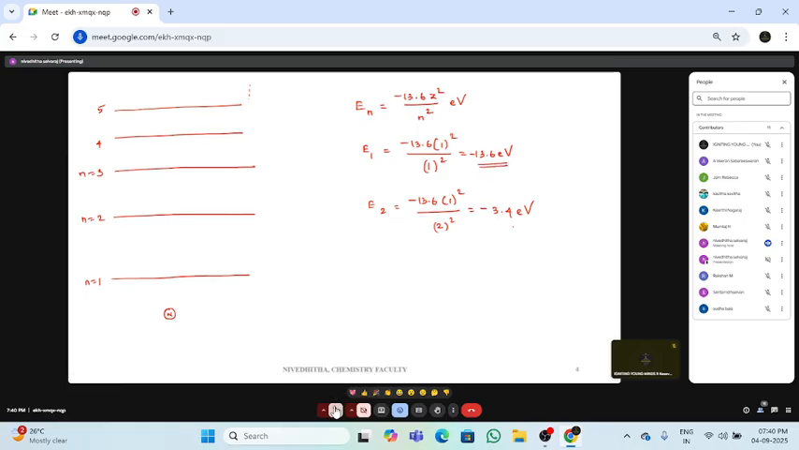Among these two values, which is the lower energy? Is it minus 13.6 or minus 3.4? Which is the lower energy? Minus 13.6. Very good. Minus 13.6 is the lower energy.